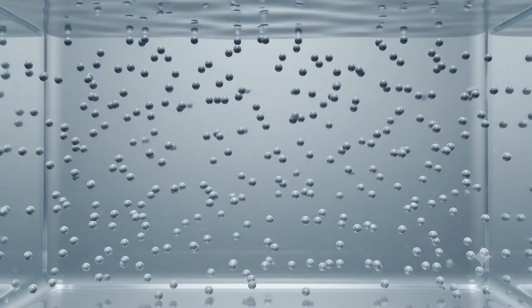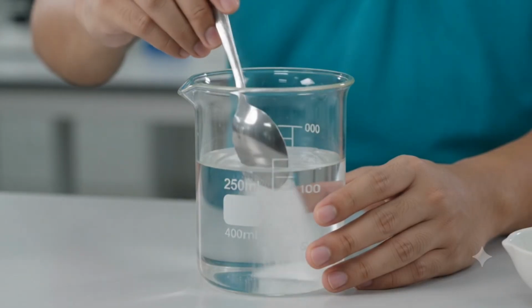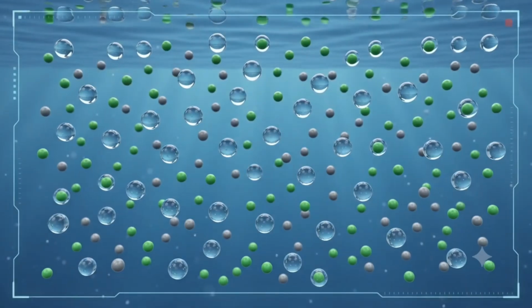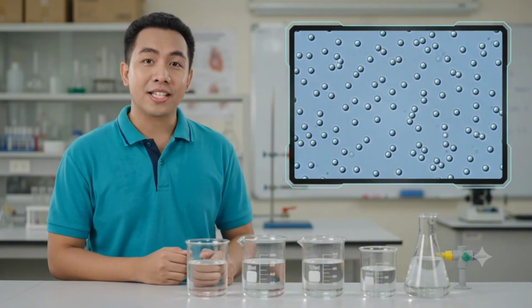A homogeneous mixture has a uniform composition. Its components are evenly distributed, so the mixture appears the same throughout. Salt water is a common homogeneous mixture. Once the salt dissolves, it becomes evenly distributed throughout the water. Because the components are evenly distributed, a homogeneous mixture usually appears as one uniform phase to our eyes.